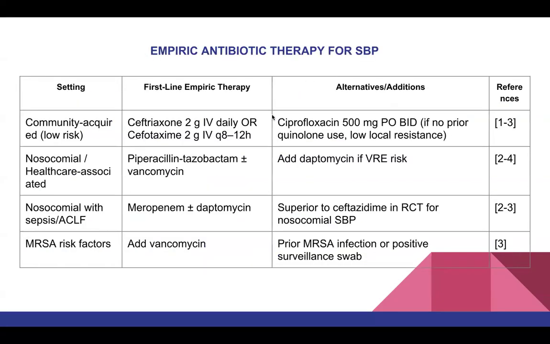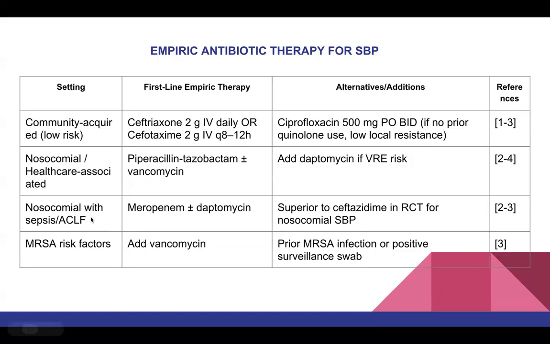So empiric antibiotic therapy for SBP: the first-line therapy for community-acquired, that they got from outside before coming to the healthcare facility, you would treat with ceftriaxone or cefotaxime. And then the alternative would be ciprofloxacin as well. And then for nosocomial or healthcare-associated SBP, Zosyn or piperacillin-tazobactam, plus or minus vancomycin. And then if there's concern for VRE, you could add daptomycin.